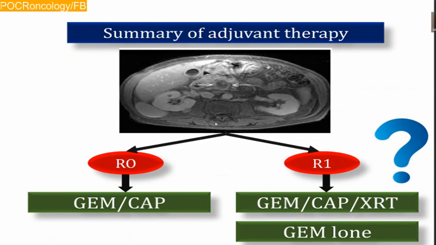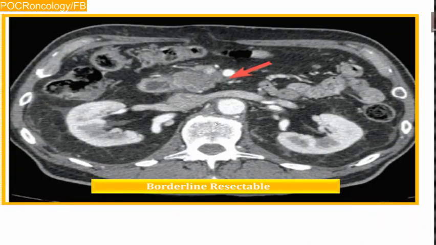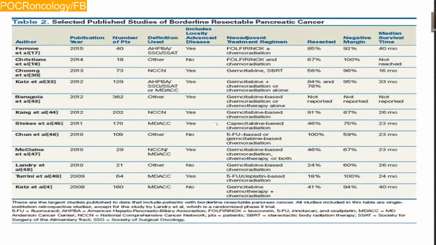the result. So for the summary of adjuvant therapy, I do believe, and we can ask ourselves later on, for the R0 patient, we should use gemcitabine as standard of care, and gemcitabine for unfit patients. For R1, I do believe we should implement radiation therapy in our protocol, or basically give gem chemotherapy alone, not the gem cab. So what about the borderline resectable patient?